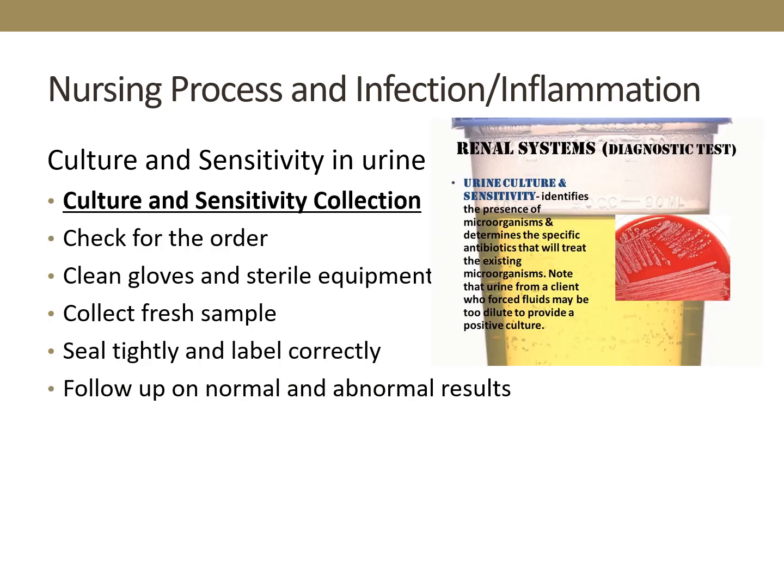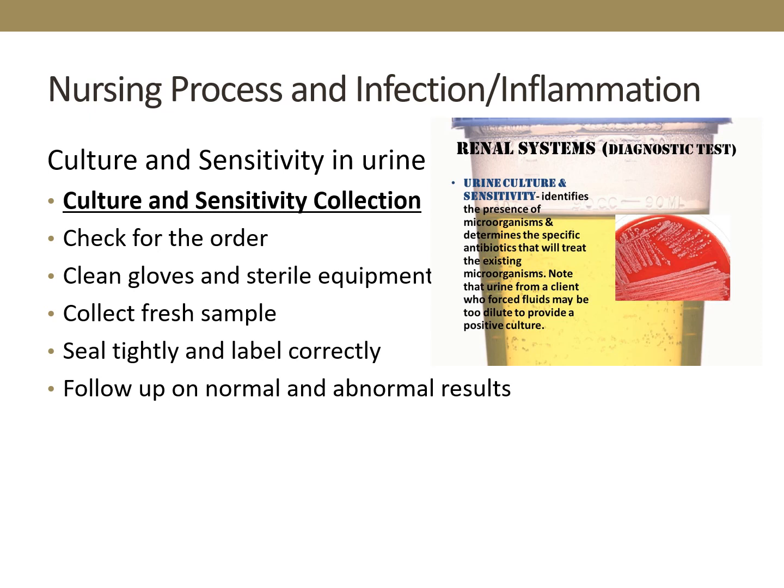So, the nursing process in infection and inflammation. Culture and sensitivity in urine. For the culture and sensitivity collection, this is what you have to do. You have to check for the order. You wear clean gloves and you use sterile equipment, meaning the cup inside is sterile, one of those little cups you've probably seen. You have to collect a fresh sample.